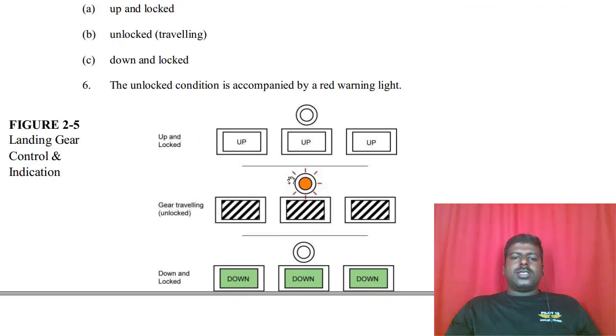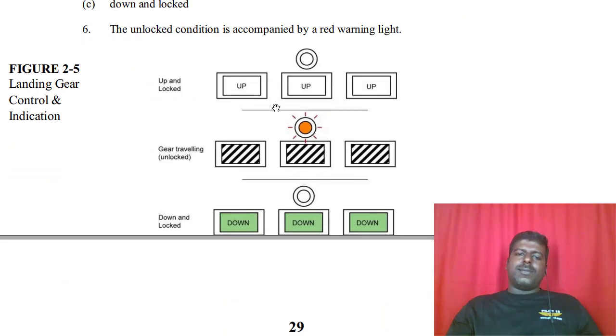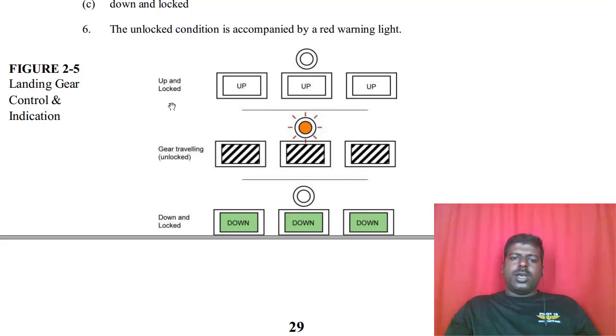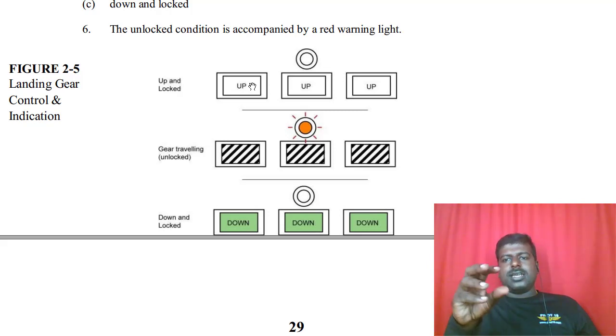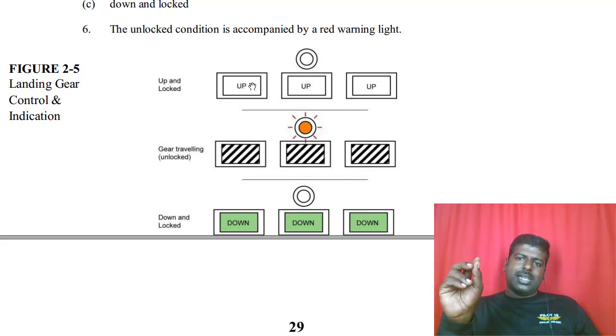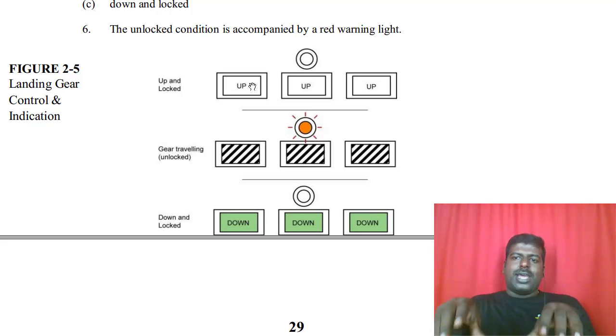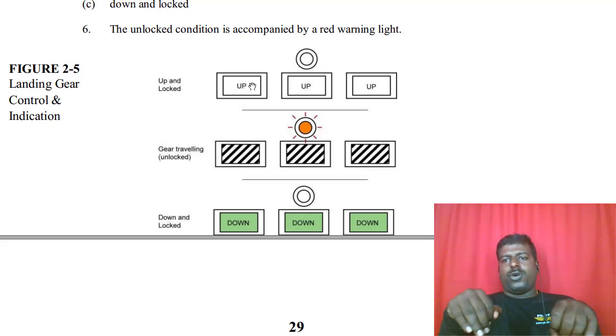Okay. So actually there will be some indication in the cockpit to make sure that the pilot is knowing what is happening with the landing gear. So when it is up and locked, there will be some indication, usually in white, and if it is traveling, means it is in the unlocked phase, it will be giving a warning with a red light. That means the aircraft is not properly configured for landing, and the extension of the landing gear is going on.